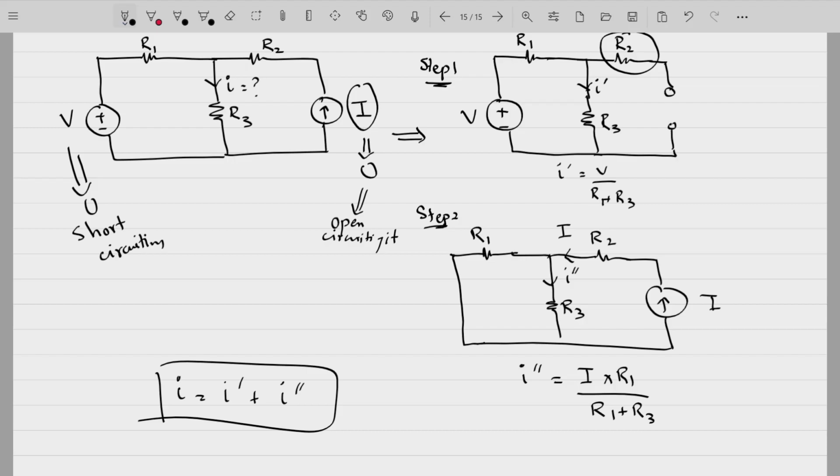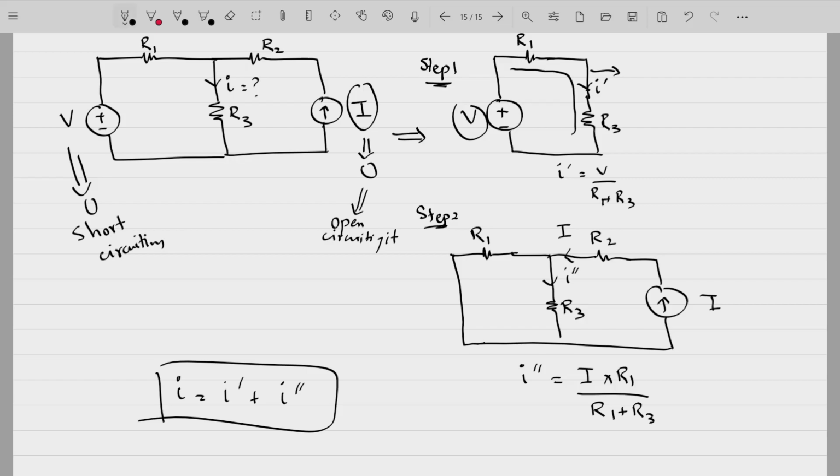Yes sir. Because no current is flowing from here, the net equivalent resistance is simply R1 plus R3, so I dash will be simply voltage divided by resistance R1 plus R3. It is as good as this. This is the only circuit now, because here it is open. So I dash is simply V divided by R1 plus R3.